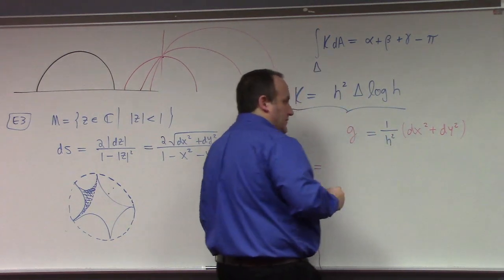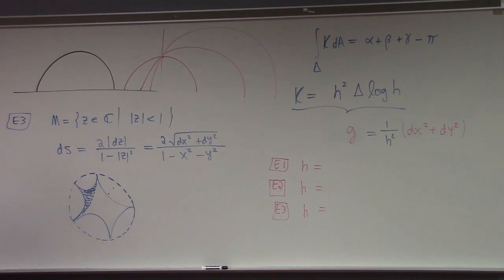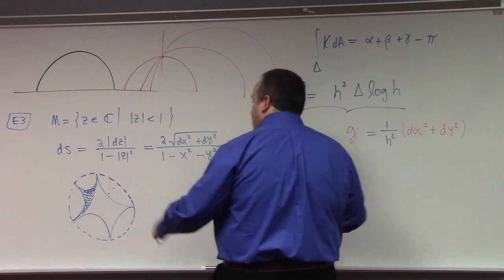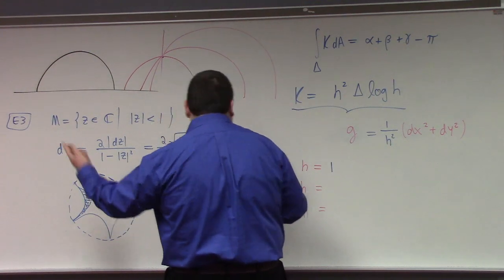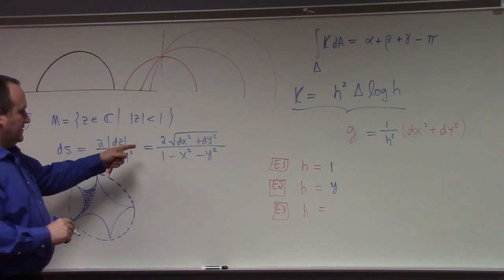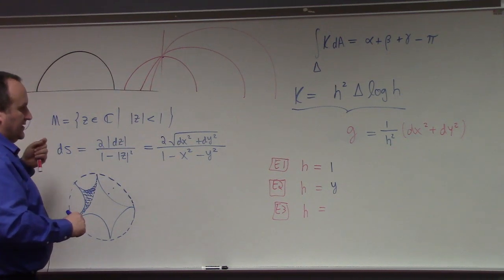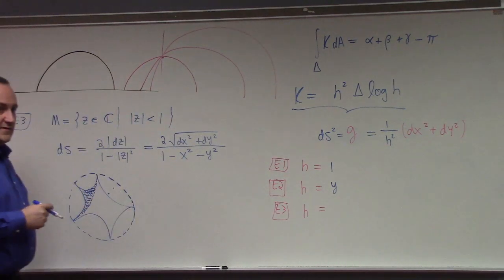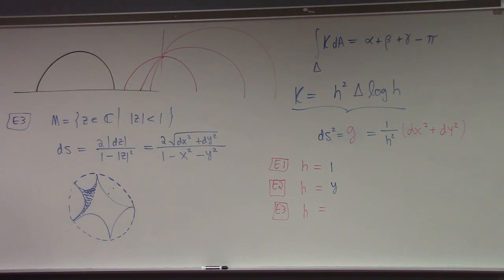All right. So if you look back, for example 1, h is equal to 1. For example 2, h is y. For example 3, notice that we could also call g as ds squared, guys. So that's notation that's a little bit antiquated. I mean, this is the notation people were using around the dawn of World War I. It's not wrong notation, just unfamiliar to us.